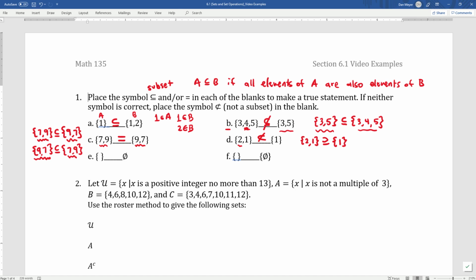Looking at example E, the bracket notation here indicates the empty set. It's the set with nothing in it, with no elements. The set with no elements, remember, that's the empty set.